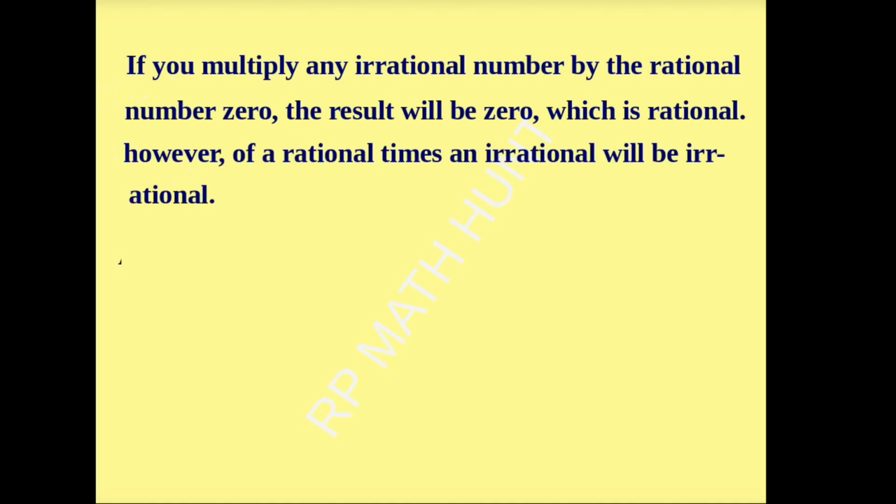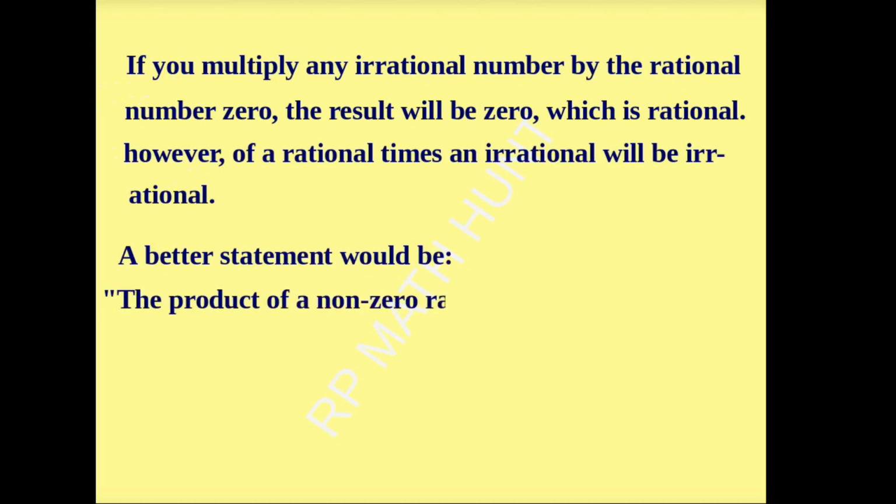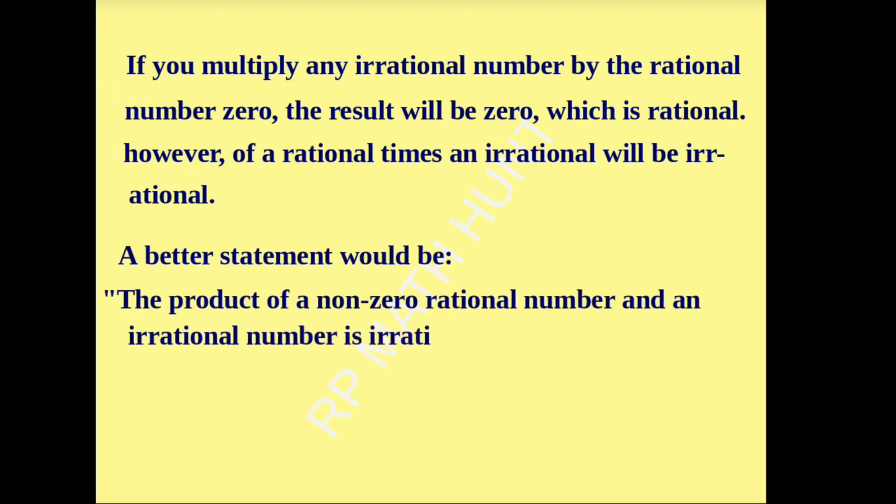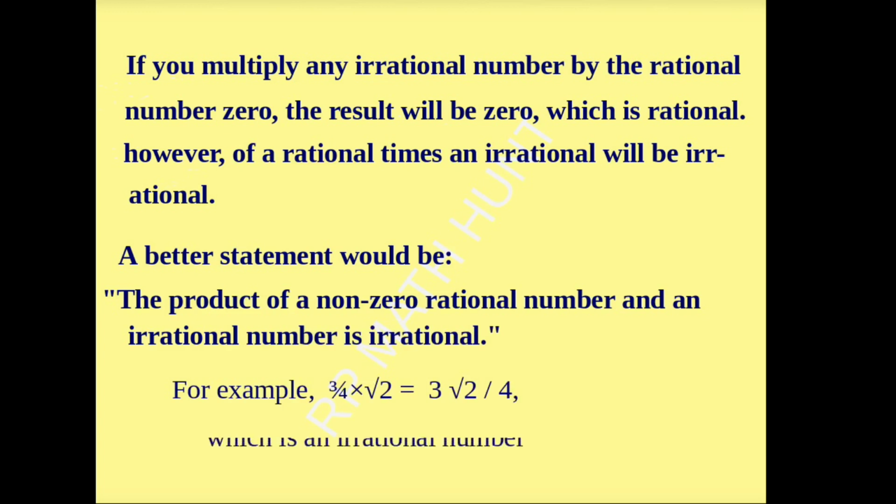A better statement would be: the product of a non-zero rational number and an irrational number is irrational. For example, 3 by 4 into root 2 is 3 root 2 by 4, which is an irrational number.